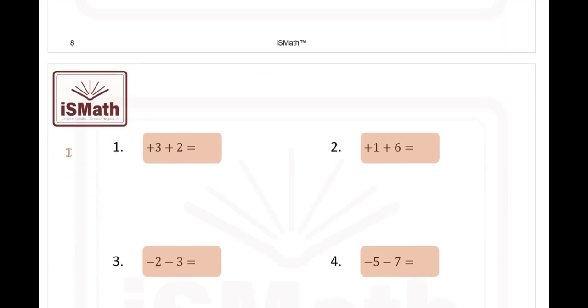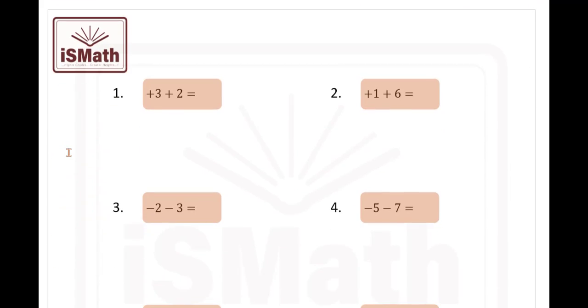Let's start from the first one. Question 1 says +3 +2. Remember rule 1. Rule 1 says that you should write down the sign of the bigger number. Which number is bigger here? 3 is bigger than 2. So I'll pick the sign of 3, which is plus, and then I consider the next rule, which is the fact that if the signs are the same, I should add the numbers.